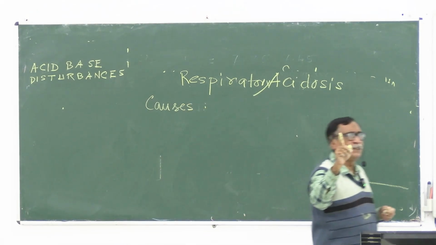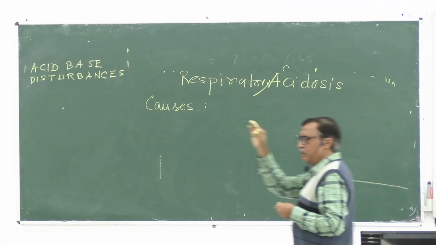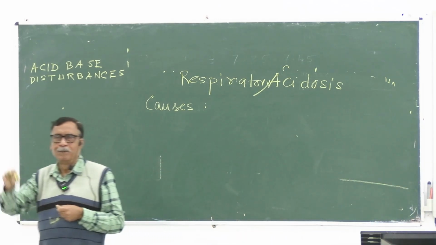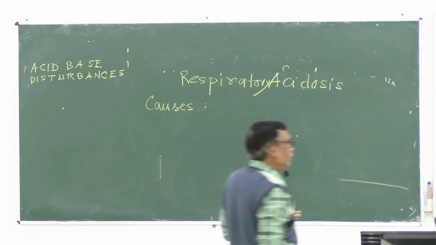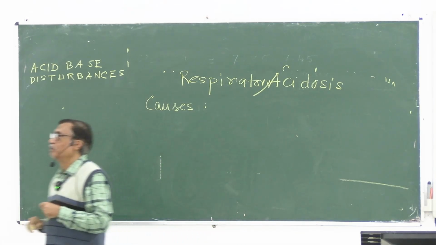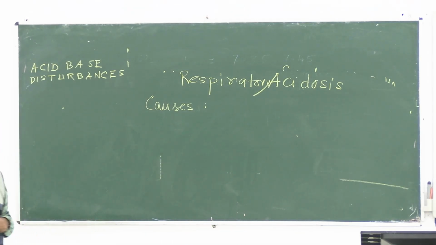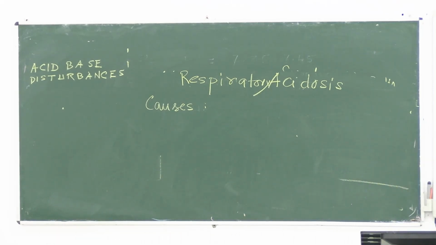What happens in respiratory acidosis? Primary change in PCO2. In which direction? PCO2 will be lowered, so pH will be lowered. PCO2 will be lowered or higher? PCO2 will be higher. Look at the previous four: primary change of the PCO2, primary increase of the PCO2.